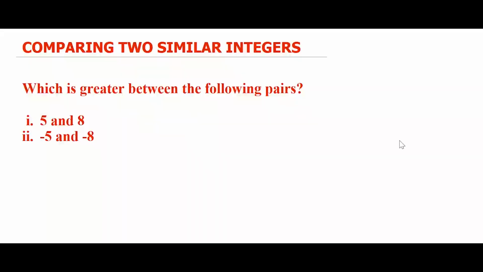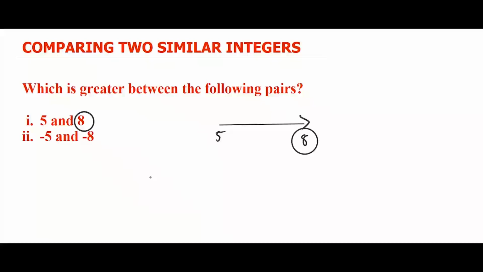In this video, we're going to compare two similar integers. Looking at this now, we have 5 and 8. They are both positive integers. That means as you move towards the positive integers, you move forward like this, the numbers become bigger. So from 5, you move to 8. In this case, 8 is bigger because you've been told that when you move along the positive integers, the numbers become bigger.